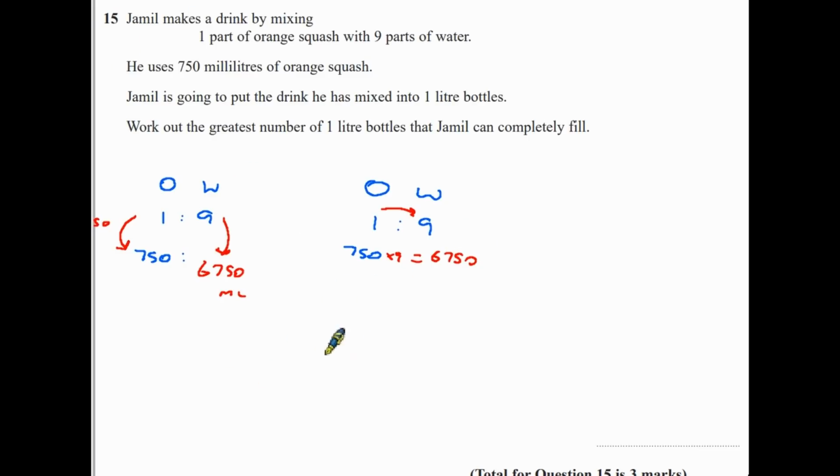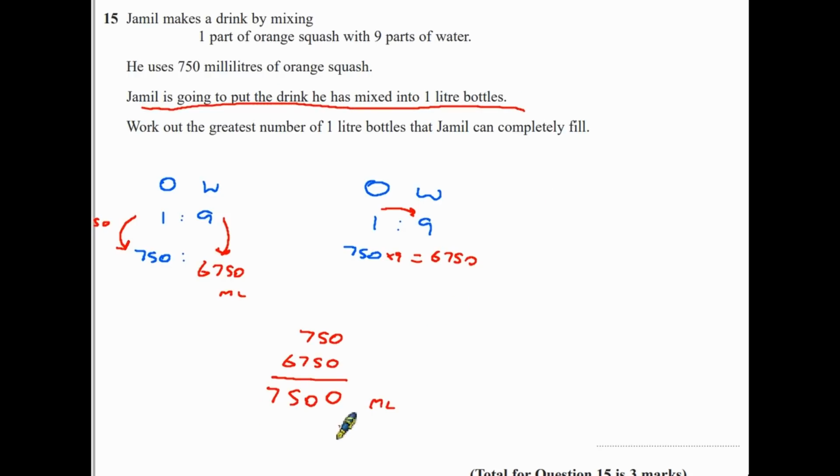Now, we haven't quite finished there, because we have to work out exactly how much drink that Jamil has made. So into the actual jug or whatever he's using, he now has 750 millilitres of orange squash, and he has 6,750 millilitres of water. We need to add those together, and if we do that, we get 7,500 millilitres.